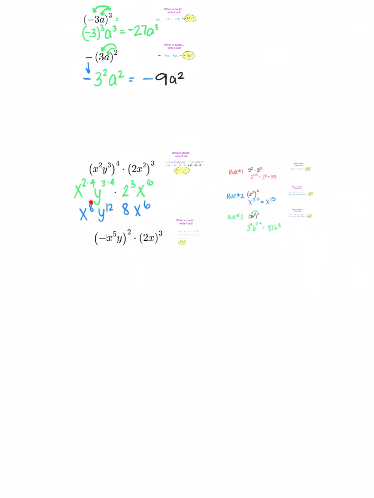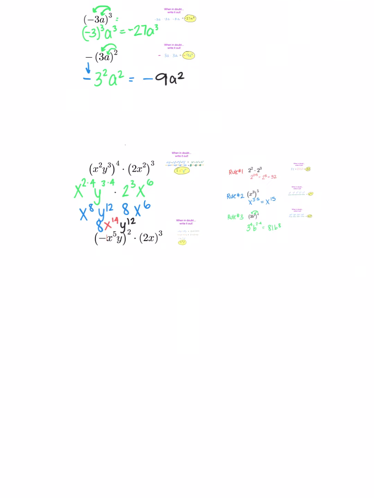Once we have simplified, we get x to the 8th, y to the 12th, 8x to the 6th. Now we're ready to apply rule number 1. We notice that we have an x here and an x here, so we have the same base. They are being multiplied, so we can add their exponents. Instead of saying x to the 8th times x to the 6th, we could say x to the 8 plus 6 or x to the 14th. We will leave our 8 and our y to the 12th below because there's nothing we can do to simplify.